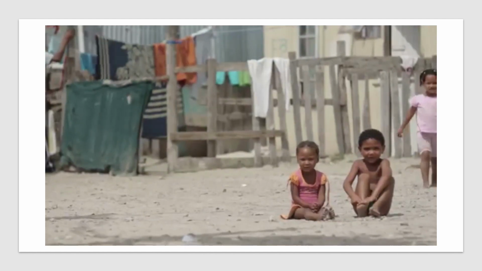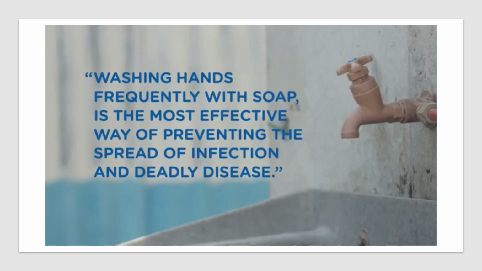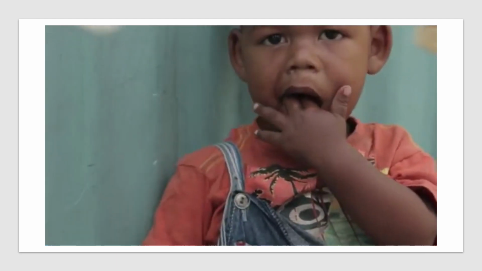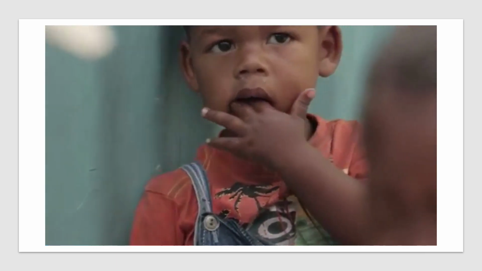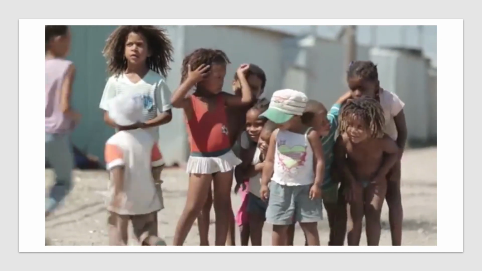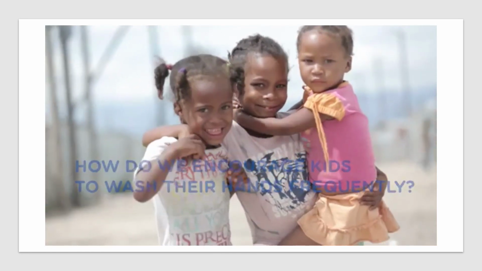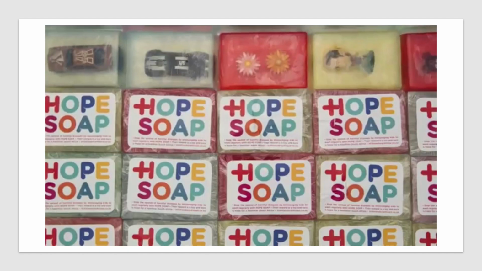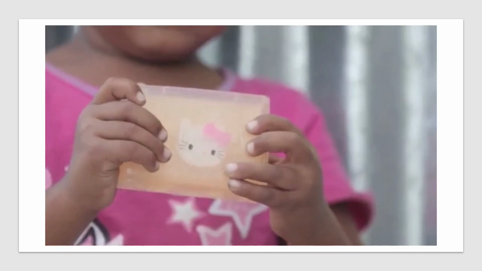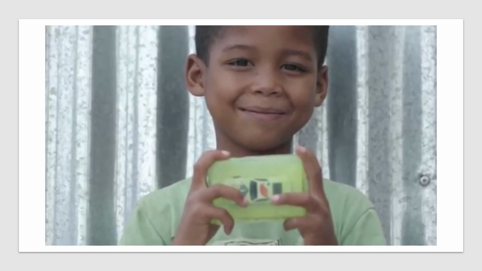However, there is hope. Research has shown that the simple act of washing hands frequently with soap is the most effective way of preventing the spread of infection and deadly disease. But providing kids with soap is one thing. The real challenge is getting them to use it repetitively so it becomes a routine. How did we encourage kids to wash hands frequently? Introducing Hope Soap, a see-through bar of soap with a toy inside. If you want to get to the toy, you've got to use the soap.